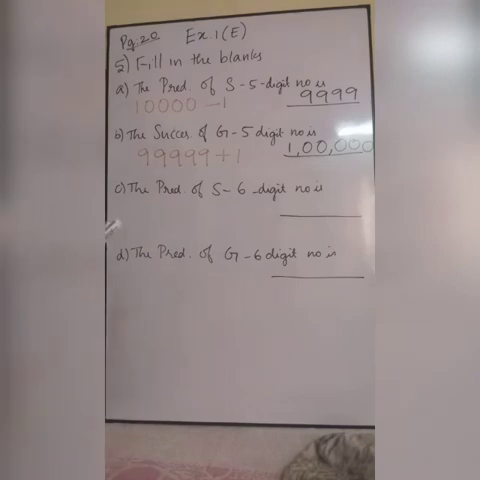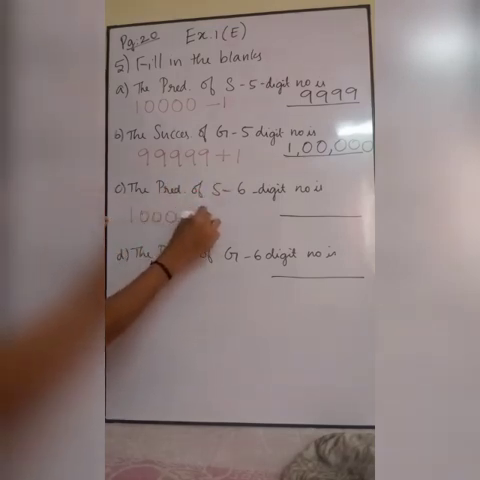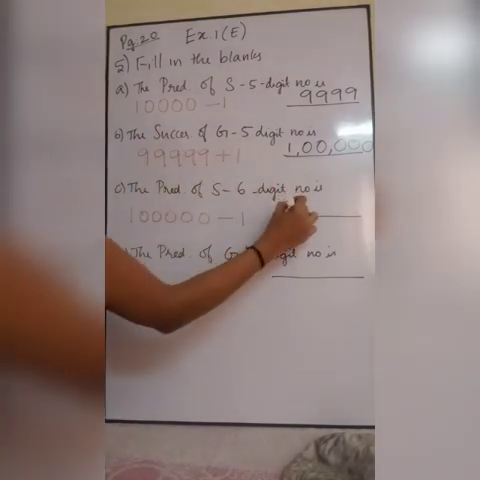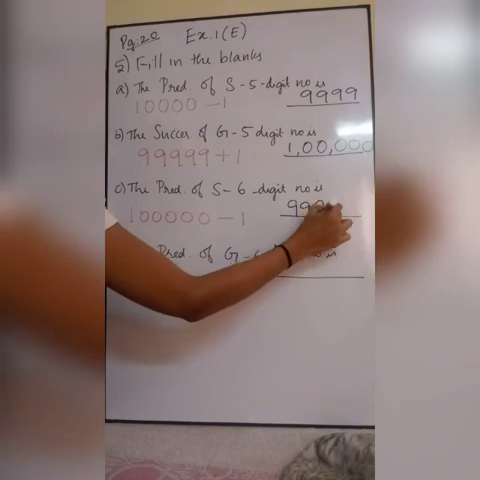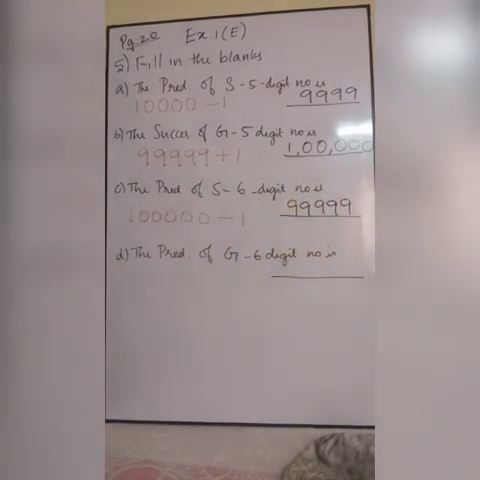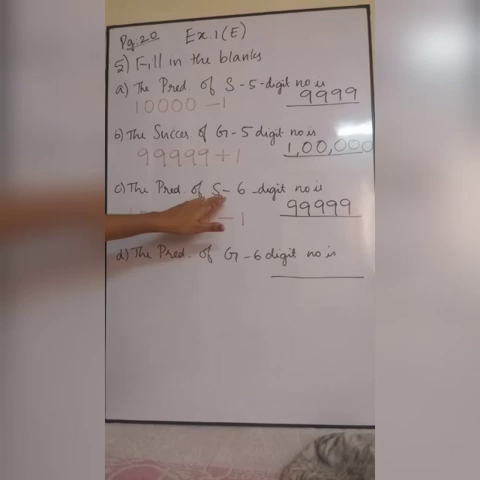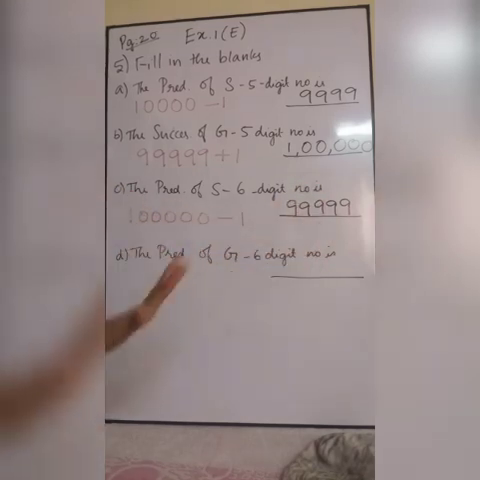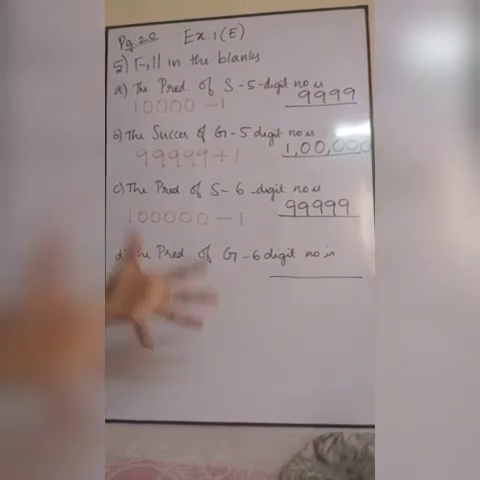Okay. Next, what is the predecessor of the smallest 6-digit number? What is the smallest 6-digit number? 1 lakh is your smallest 6-digit number. If you want to find the predecessor, what will you do? You will minus 1. If you minus 1, what will your answer be? 99,999. So if you find the predecessor of the smallest 6-digit number, you will get the greatest 5-digit number. Okay, these are all basic common things in maths.